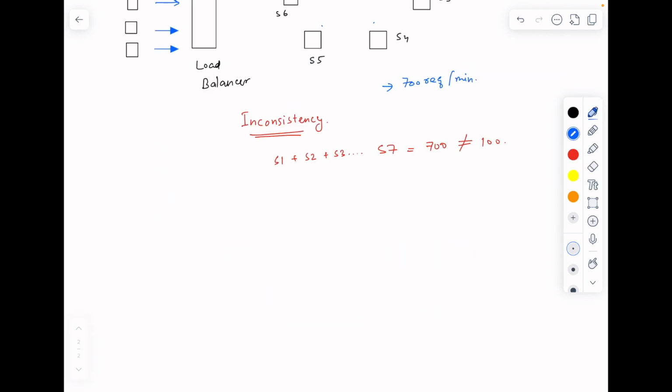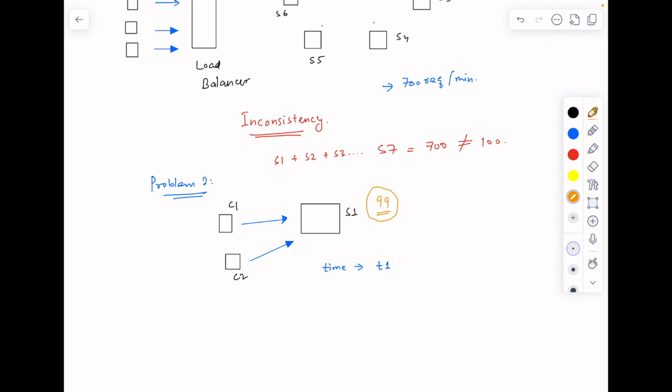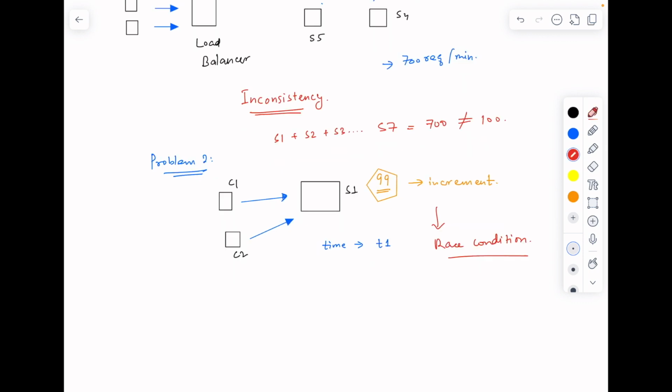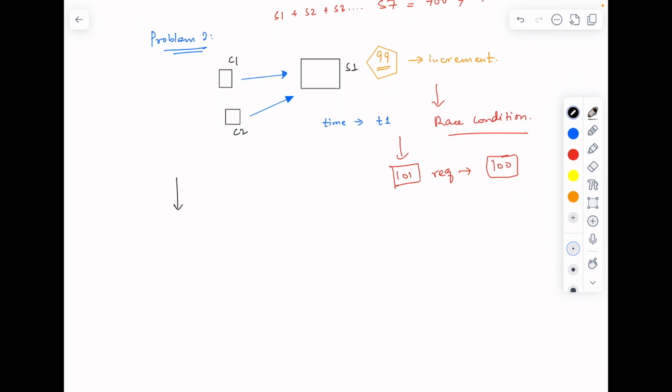Now let us see what the next problem is. So let's say we have a server S1, we have two clients C1 and C2, and they are making a request here, and both these requests arrive at time T1, and at time T1 the local count of S1 is 99. So at this point of time both C1 and C2 try to increment this count, okay, and this results in a race condition. So this major issue is known as the issue of race condition, where both the requests try to increment the counter, effectively resulting in 101 requests, which is not what we want because our limit is 100 requests.